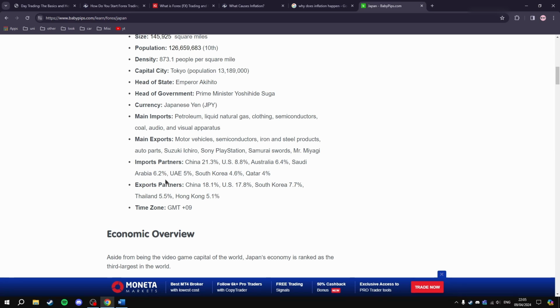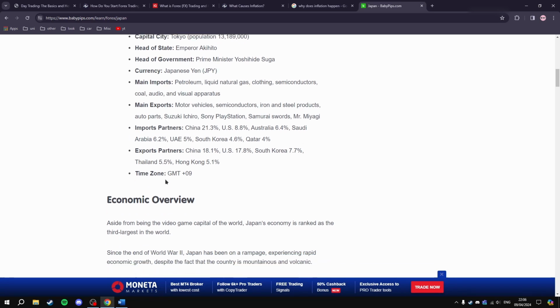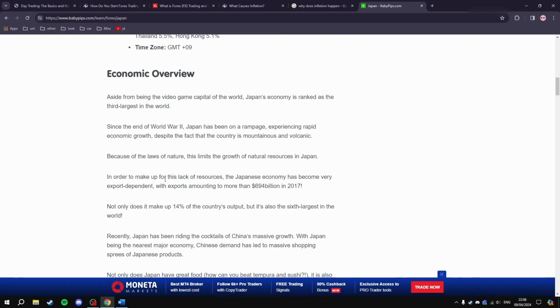Import partners, China 21.3%, US 8.8%, Australia 6.4%, Saudi Arabia 6.2%, United Arab Emirates 5%, South Korea 4.6%, Qatar 4%. Export partners, China 18.1%, US 17.8%, South Korea 7.7%, Thailand 5.5%, Hong Kong 5.1%. Time zone, GMT +9. Economic overview.